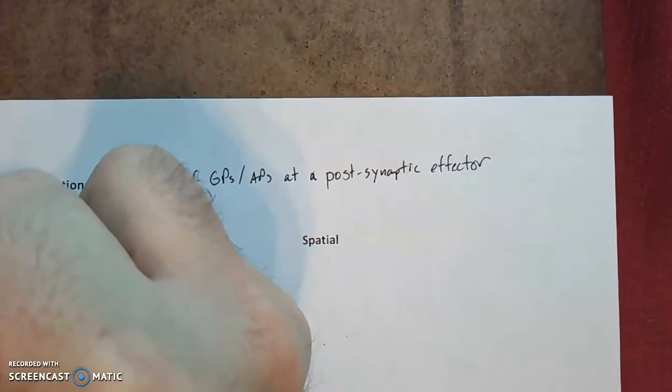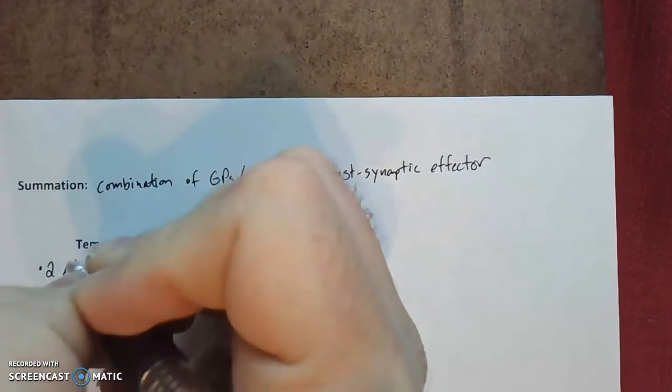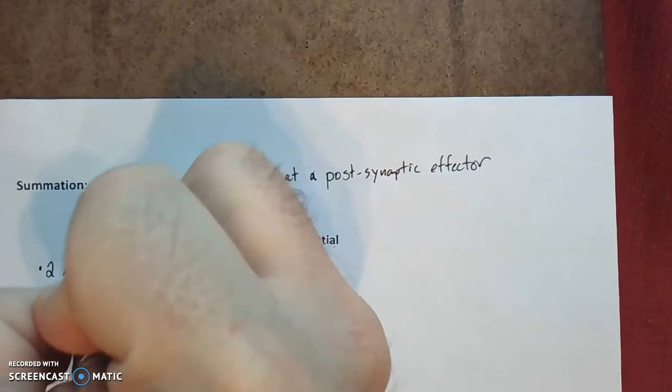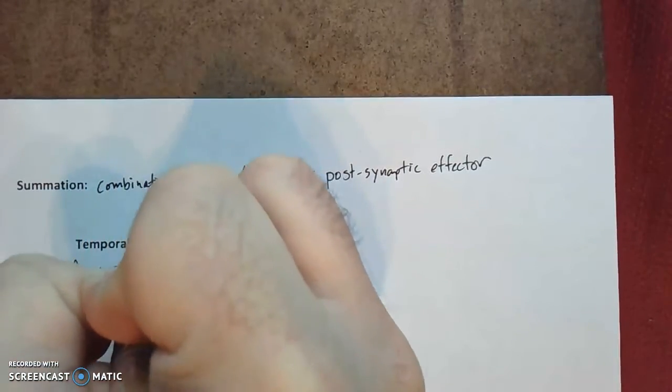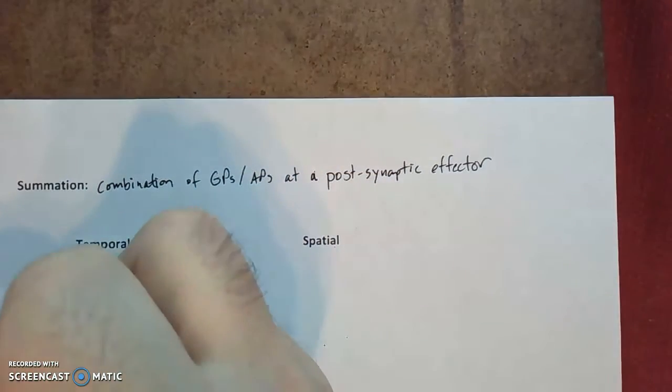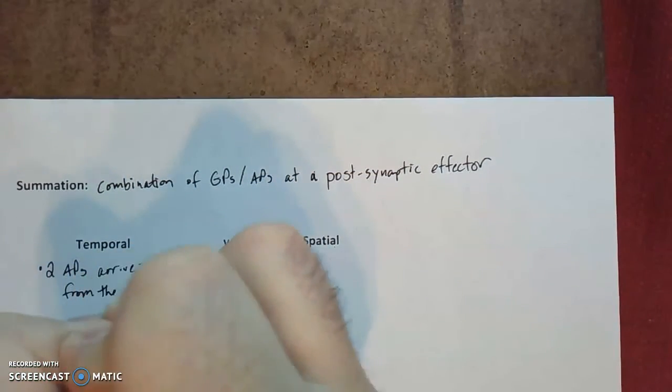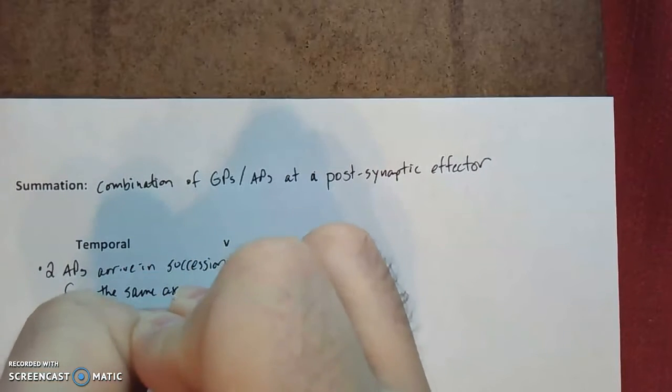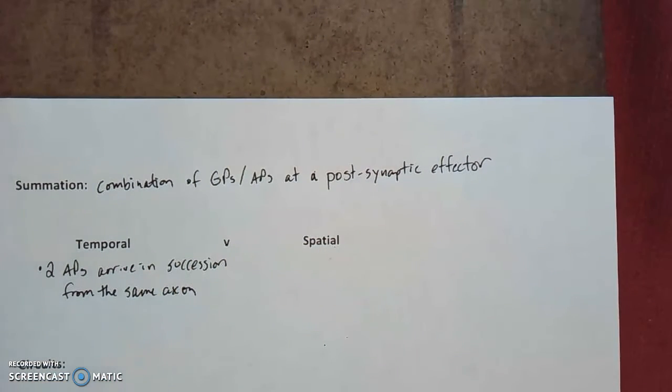Temporal is when two action potentials arrive in succession from the same axon. So remember, temporal means time. So they're timed out. So we have one action potential from a neuron, we have a second one coming down in succession. So they can sum up at the postsynaptic effector, whether it be another neuron.